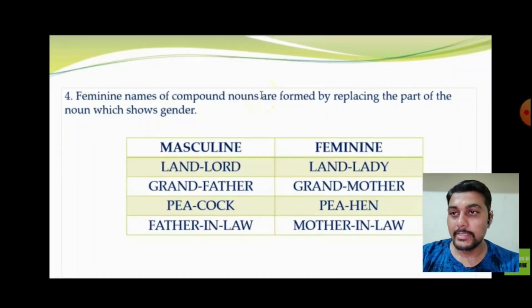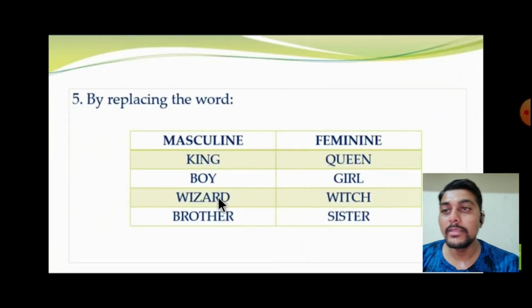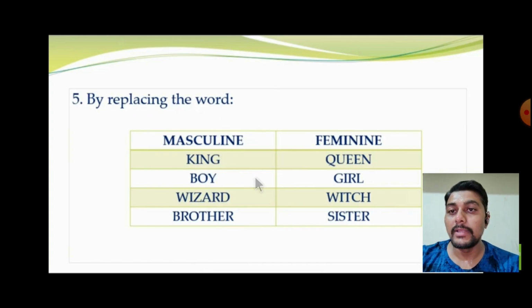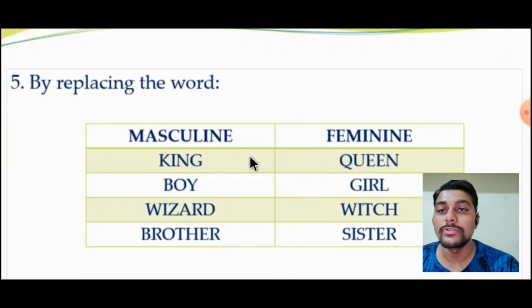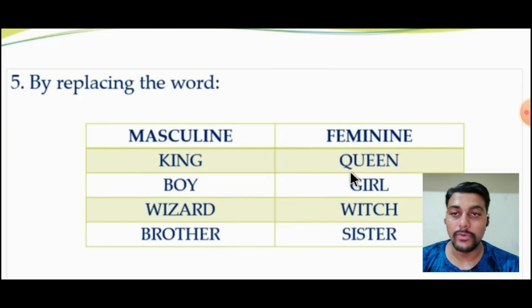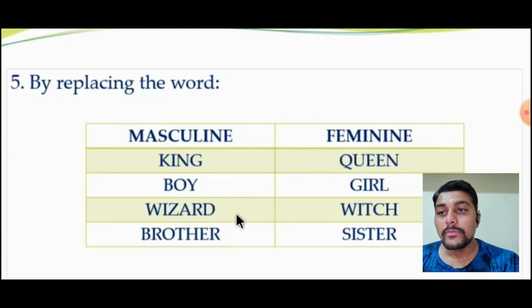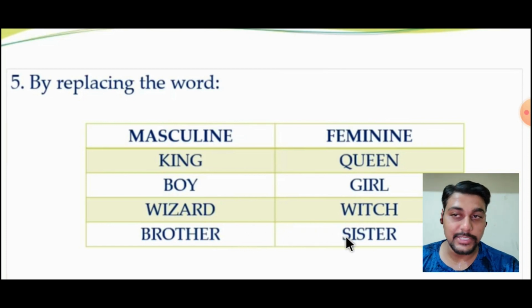Rule number 5 is by replacing the word. Here the rule is totally different. We have to change the word from masculine to feminine in a totally different way. Okay, a few examples here: king becomes queen, boy becomes girl, wizard becomes witch, brother becomes sister.